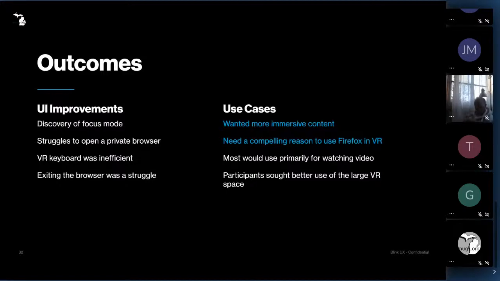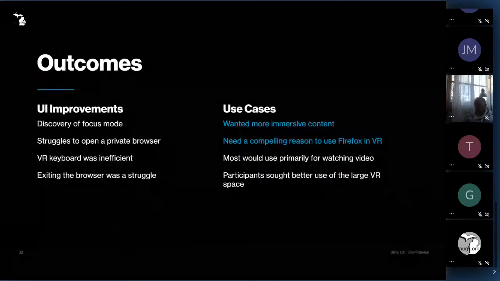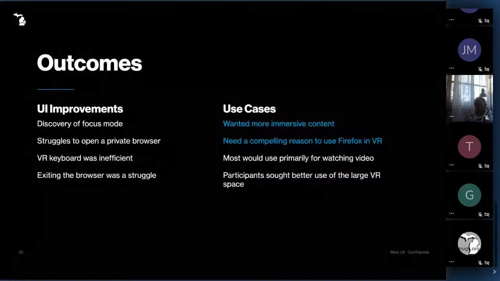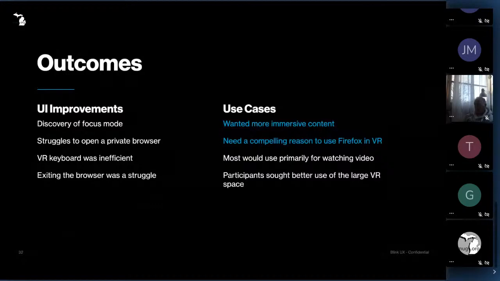So there are some issues with maybe the discovery of the focus mode, people struggling to open up a private browser, where we can have some impact on this. Thinking about that VR keyboard, if anyone's ever used a soft keyboard, those things can be really painful. So those kinds of things, but also getting some information back from people on what the use cases are.